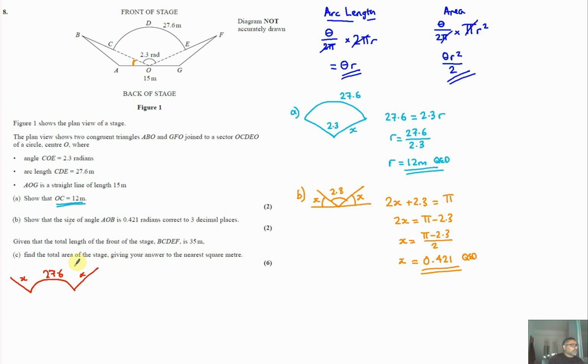Again, using the symmetry of the shape, we can see that these two will be the same. So therefore, 2x plus 27.6 is equal to 35. So 2x will be equal to 7.4. And then if you halve that, you get x is 3.7. So now I know that's 3.7, that's 3.7. I also know that from here that was 0.421. And because they've given you these bits, we knew that OC was 12.